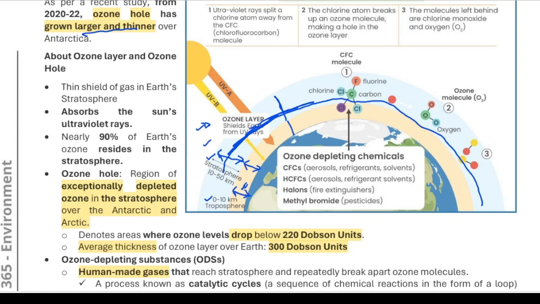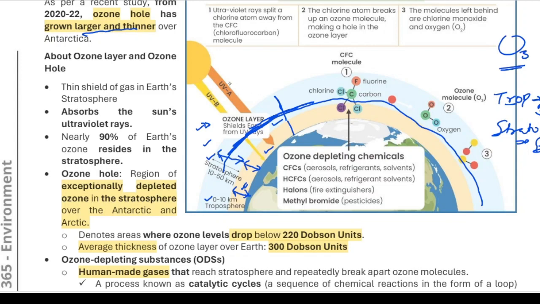One more thing I want to cover here is that the ozone molecule may be present in the troposphere as well as the stratosphere. When it is present in the troposphere, it is called bad ozone, and when it is present in the stratosphere, it is called good ozone. Why do we call this bad and good? We will talk about it later.